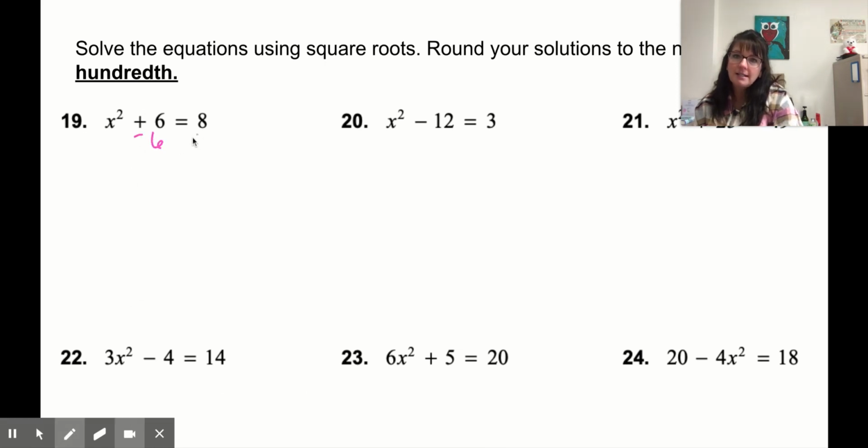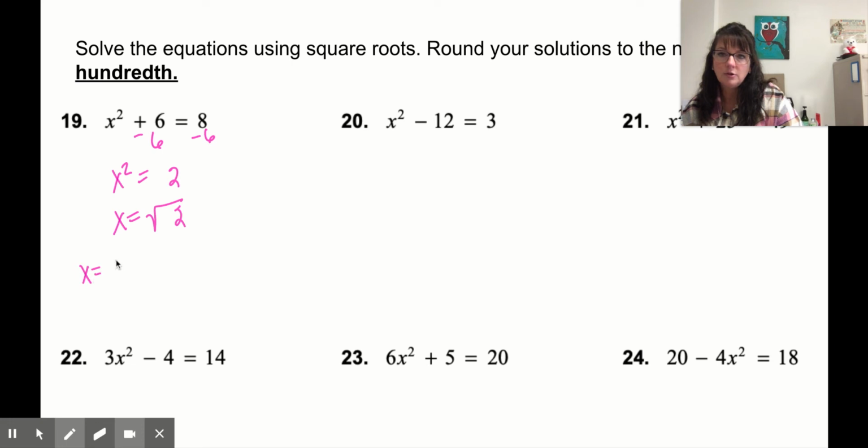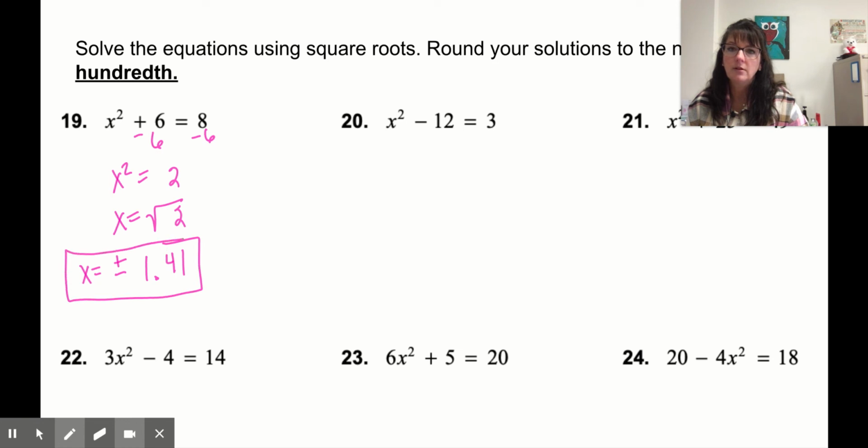All right, so we'll subtract 6 from both sides. So x squared is equal to 2. So we get x is equal to the square root of 2. And then I'm going to do this on my calculator. The square root of 2. Now remember, because this is the square root, it could be the positive or the negative. So x is equal to plus or minus 1 point, and it said 1 because it said the hundredths place. All right, so keeping 2 places, not the tenths.